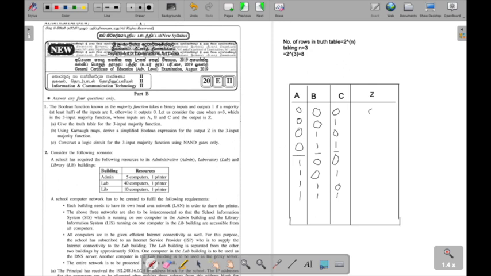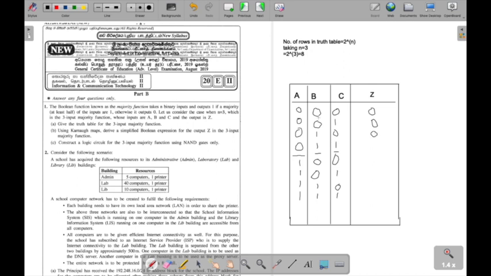In here we'll have 0 because the majority says no. In the second row, the majority says no because 2 people say no and 1 person says yes. So therefore this is also 0. In here also only B says yes, but A and C say no, which is denoted by 0, right? So this is also 0.